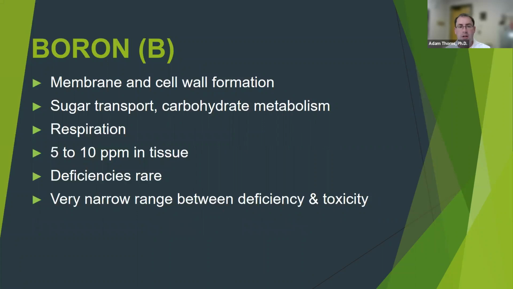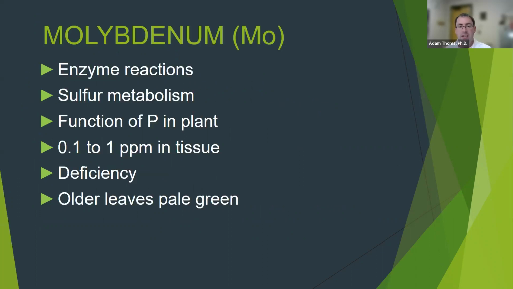We also talk about boron here. Again, another micronutrient. Membrane and cell wall formation is very important for boron. 5 to 10 parts per million in the tissue. Deficiencies are rare. Again, with boron, there's a very narrow range between being deficient and being toxic, and that can be problematic. Finally, our last micronutrient that we're going to talk about is molybdenum. Again, older leaves can turn pale green, and you can see just how small an amount of parts per million is really necessary in the plant.